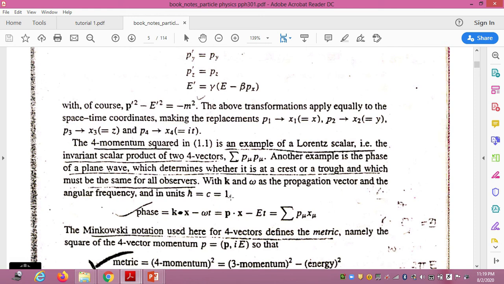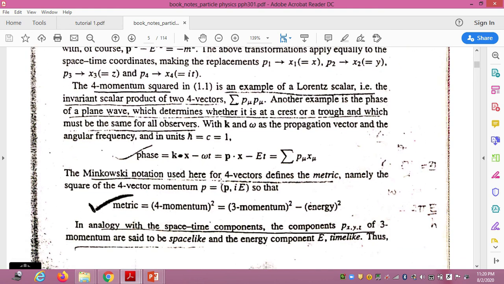And if h cut and c are equal to 1, then it will become simpler, right? So the same thing can be written as p dot x minus Et. We don't have h cut and c here. Now this particular thing in terms of 4 momentum can be written as p mu x mu. Because if you open it, you get p1 x1 plus p2 x2 plus p3 x3 plus p4 x4, whereas p4 x4 is going to give you something like this because we are using x4 equal to it. Is that okay?